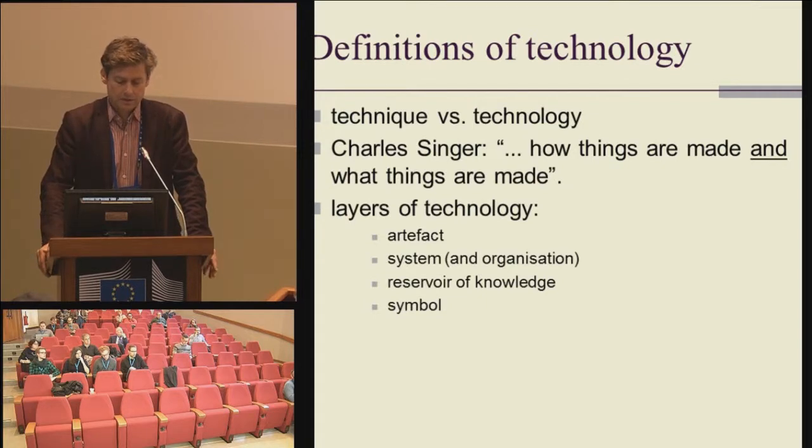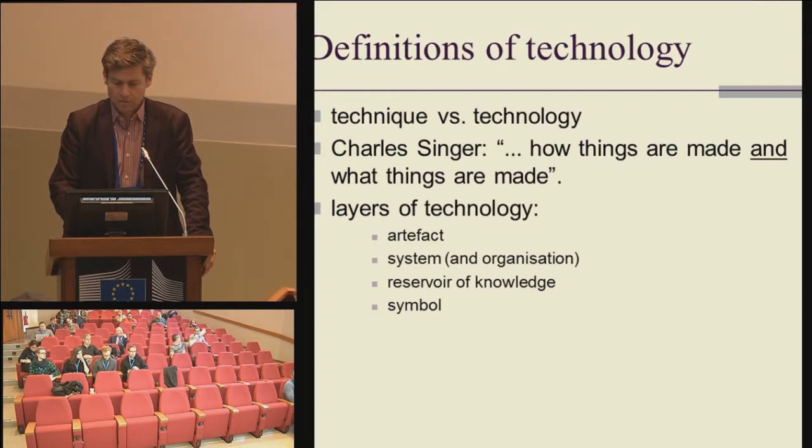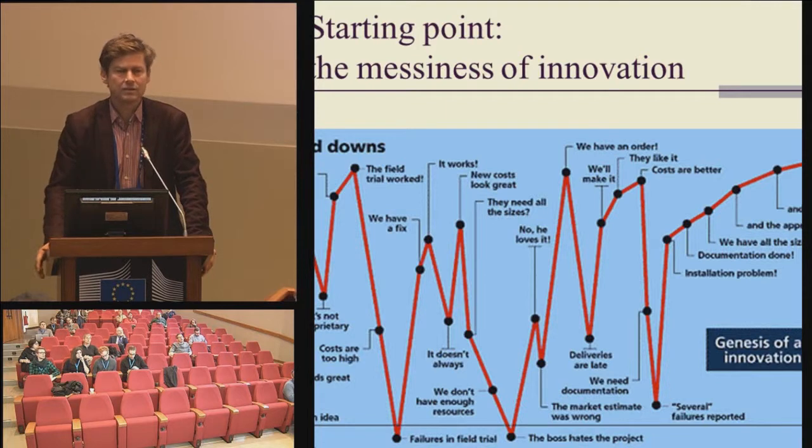And then it's also knowledge, a reservoir of knowledge, and technology also exists as a symbol. So a car is not just an artifact and a system, it's also a symbol. And a computer is a symbol, and a chemical plant is a symbol. And in that sense, it also exists in social reality as a symbol. Okay, some preliminary thoughts about all this. When we think about innovation and theories of innovation, we should always keep this in mind.